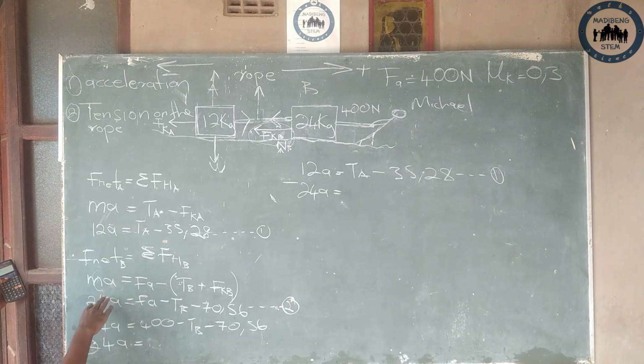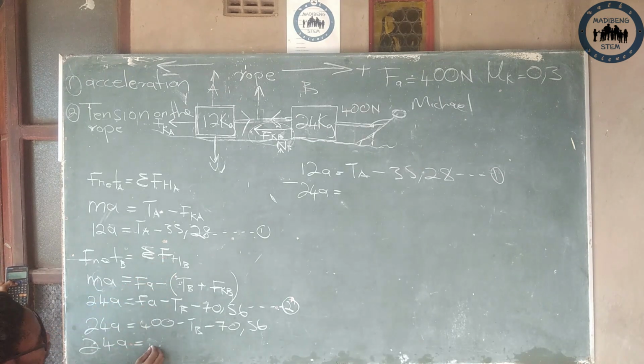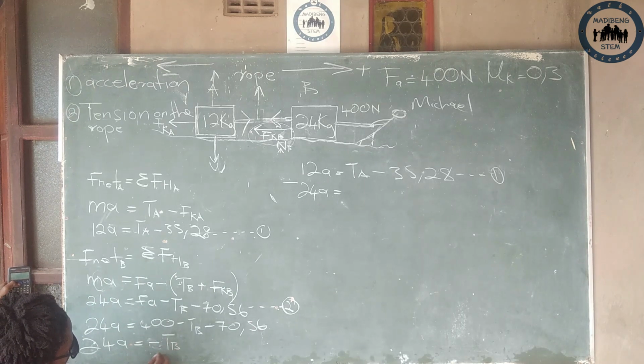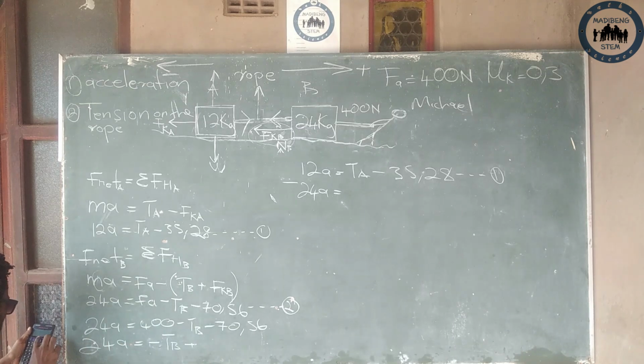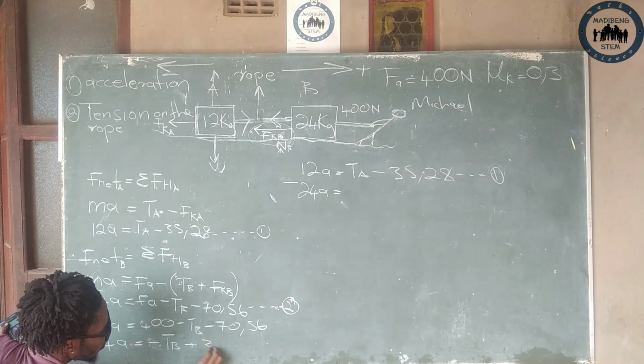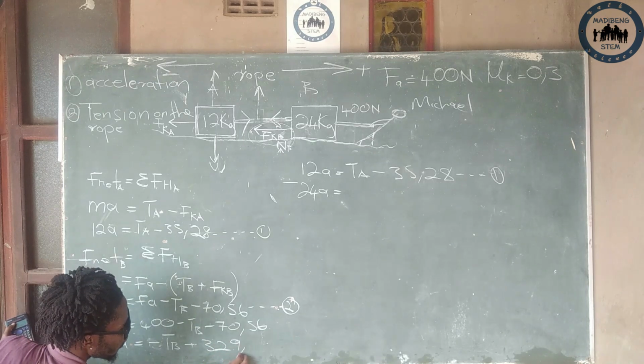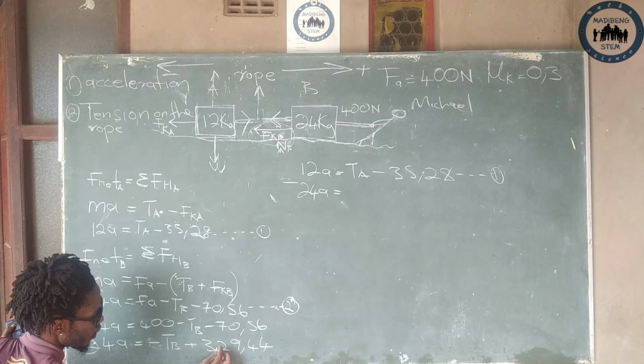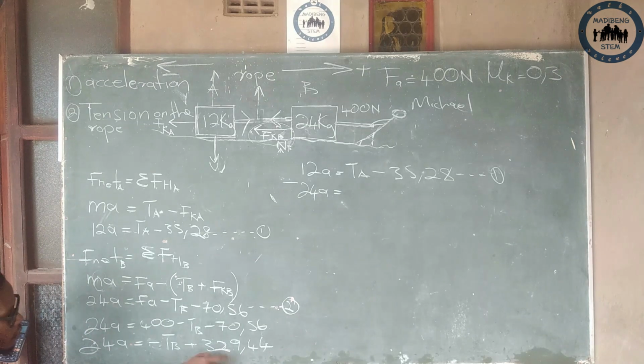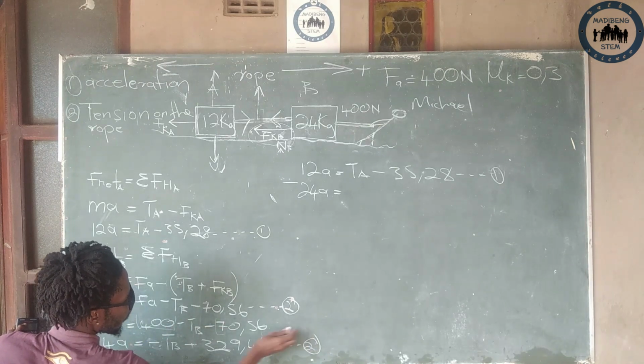Minus TB plus 329.44. You understand where I got this one? I got this from subtracting 70.56 from this 400, because they are constant numbers, so they are like terms, so we have to subtract them. We can't leave it like this, so we will end up having this as our equation 2.